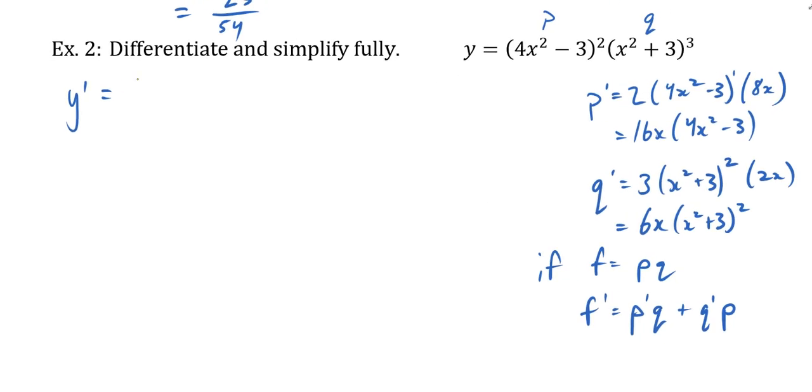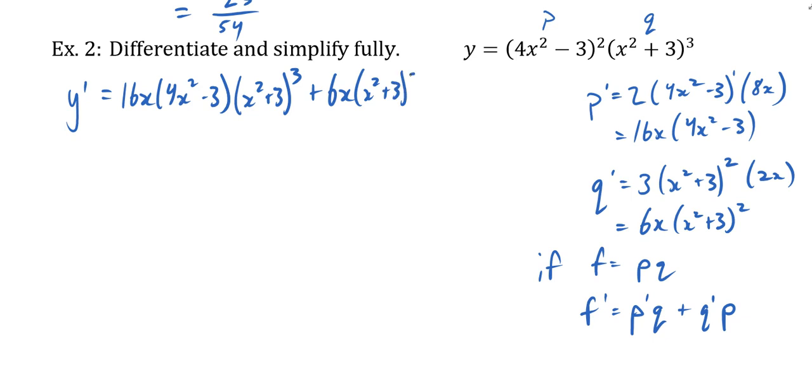So, the derivative of the first thing is, now this is easy because I can just focus on getting the parts written down properly. Times q, which is (x squared plus 3) all cubed, plus the derivative of the second thing, which is 6x (x squared plus 3) all squared, times the first thing, (4x squared minus 3) all squared. We've already done the derivatives, so while I'm writing it out, I'm not trying to figure them out as I go.